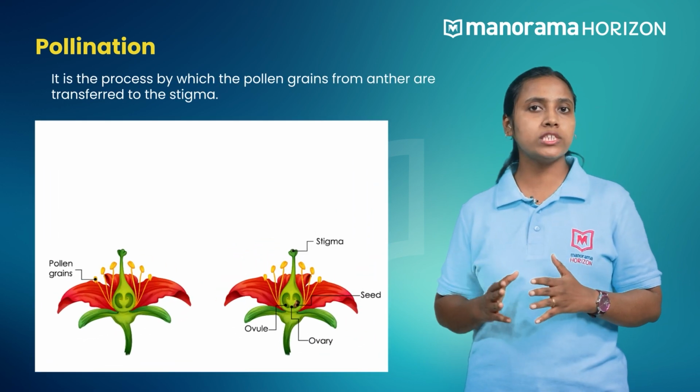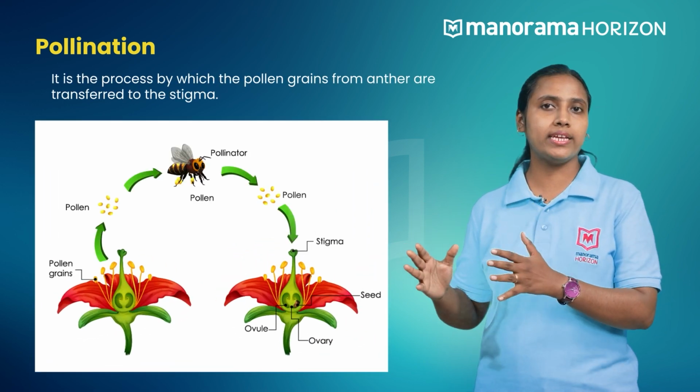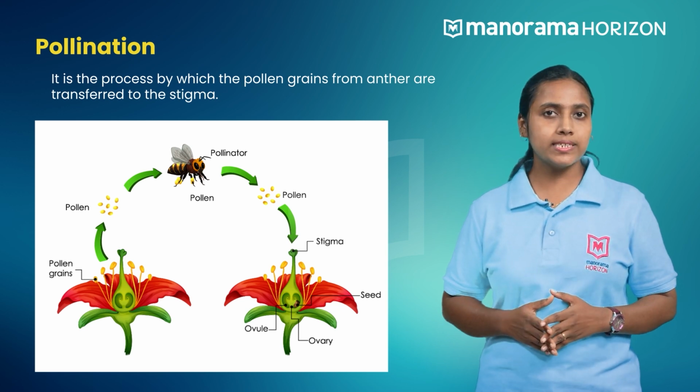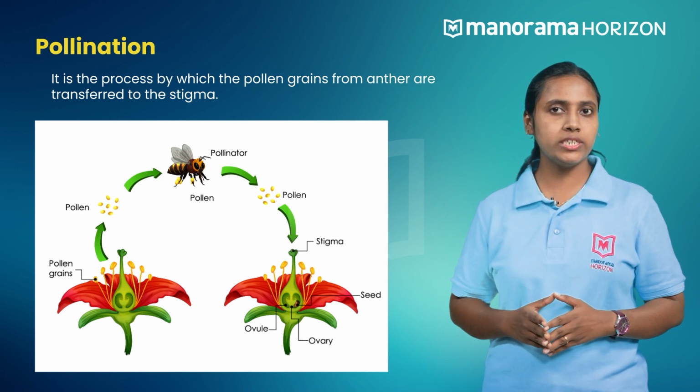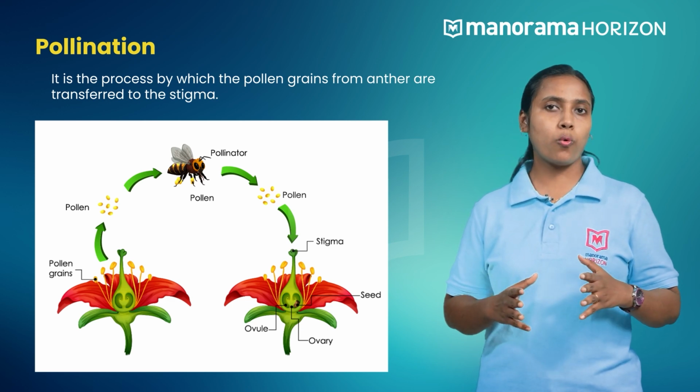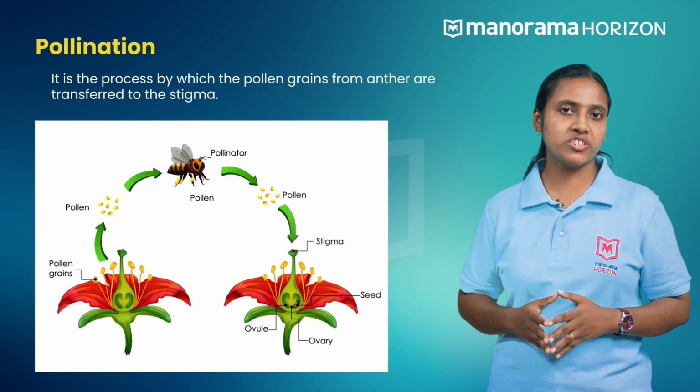Pollination is the process by which the pollen grains from anther are transferred to the stigma. Let us discuss the process of pollination, its types and agents in detail. So, let's begin the educational journey.